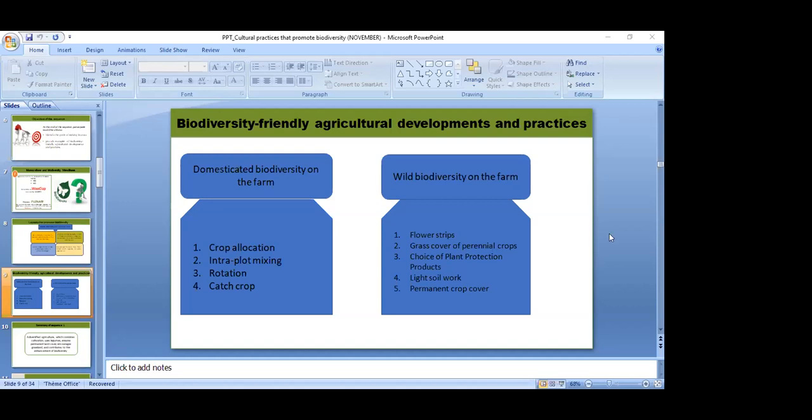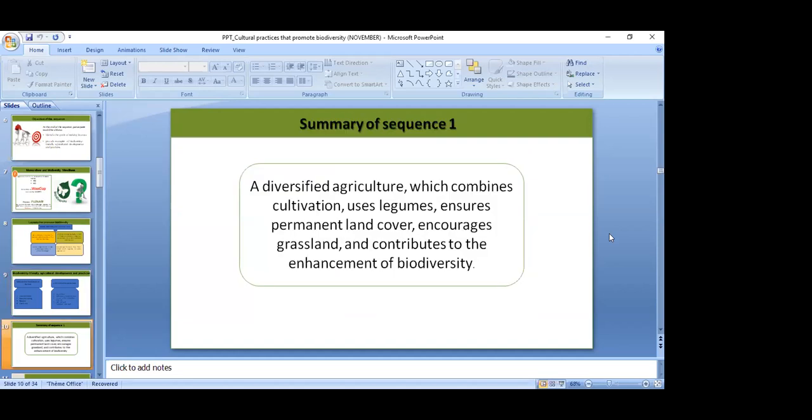The summary of what we have just discussed is a diversified agriculture which combines cultivation, uses legumes, ensures permanent land cover, encourages grassland, and contributes to the enhancement of biodiversity. That is all we have just discussed.